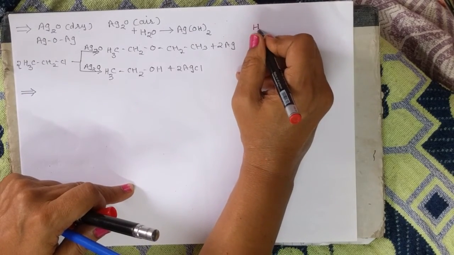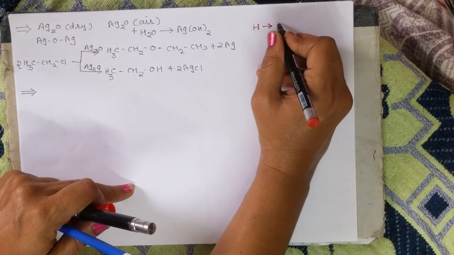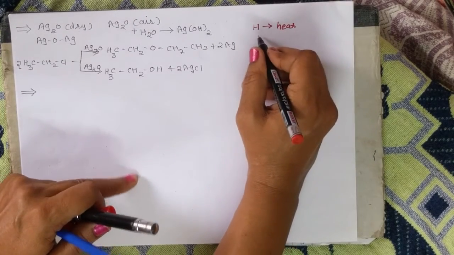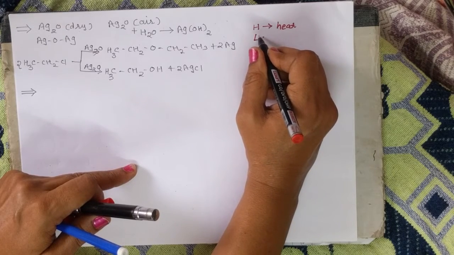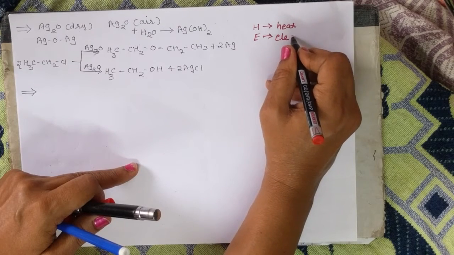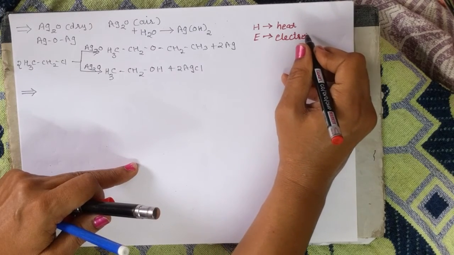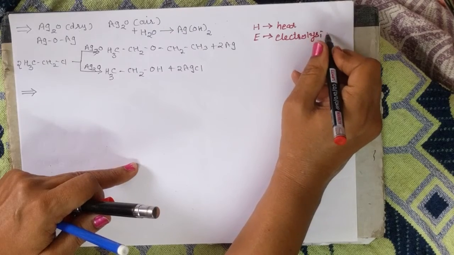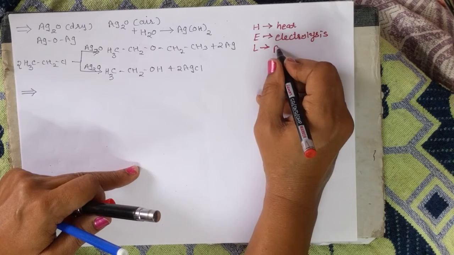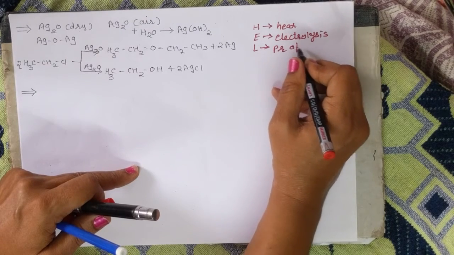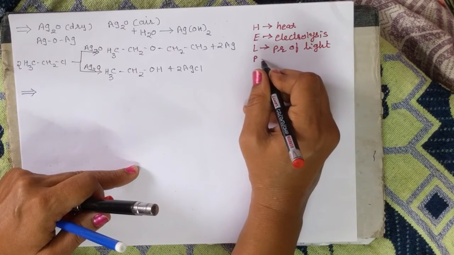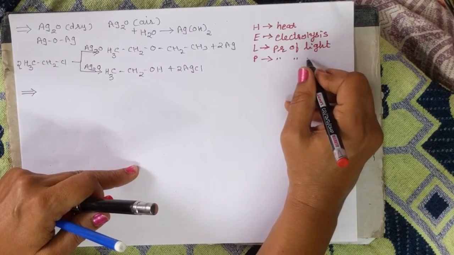So H stands for heat or high temperature. E stands for electrophile or electrolysis. L stands for presence of light. And P stands for presence of peroxide.